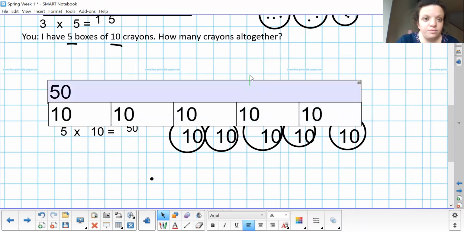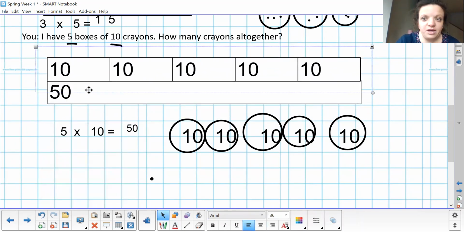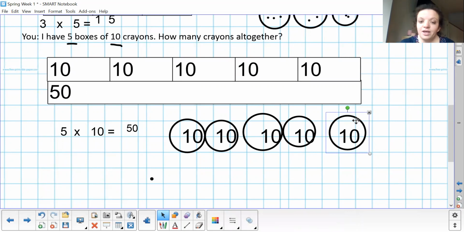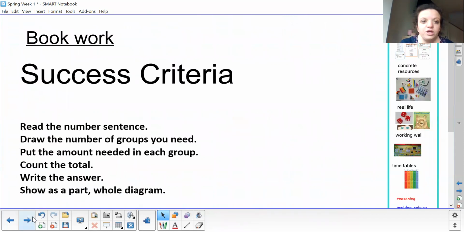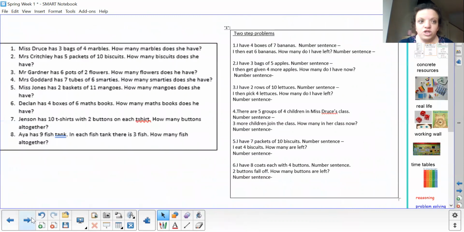Let's move this all up a bit. You can still see it. Right, there we go. Okay, so that's how we're working out those different things. You're going to write the number sentence, you're going to draw your picture, and then you're going to write your part whole. So read the number sentence, draw the number of groups you need, put the amount needed in each group, count the total, write the answer, show us a part whole diagram.